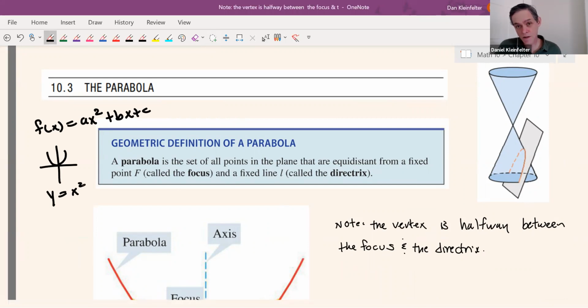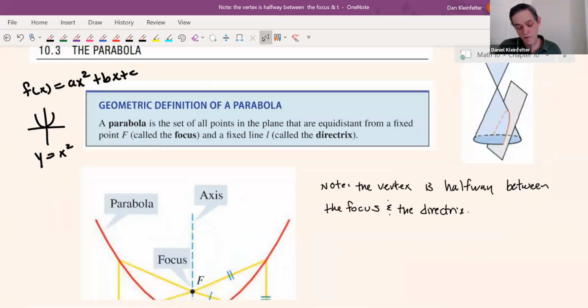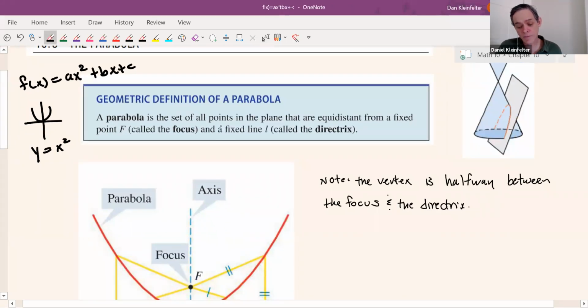So in terms of point sets, a parabola is a set of all points in the plane that are equally distant from a fixed point F, called the focus, and a fixed line L, called the directrix. So if you have a point in the plane and then a line, then the set of all points that are equally distant from the point and the line are going to make up a parabola.